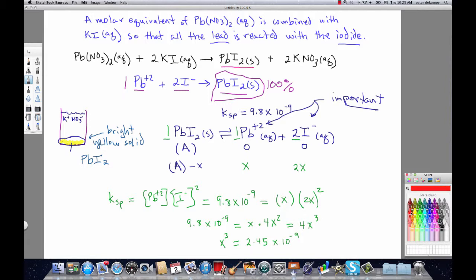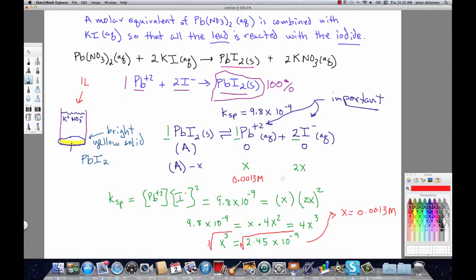All right, now we're going to take the cube root of both sides. So X is going to equal 0.0013. Now, this reaction I'm going to stipulate occurred in exactly 1 liter. So the molarity is 0.0013 molar. That's going to be the concentration of the lead ion.